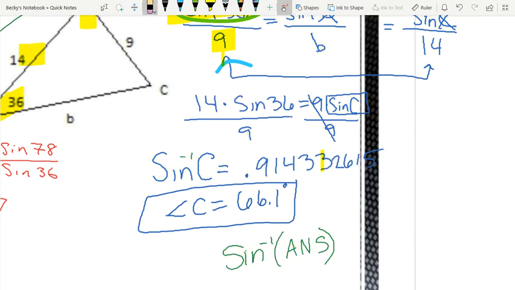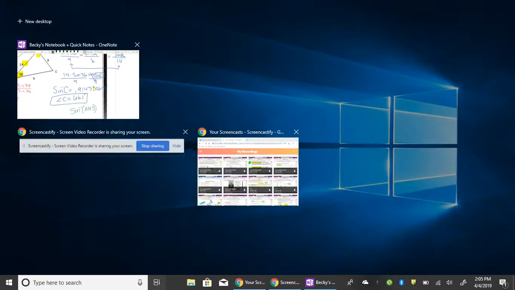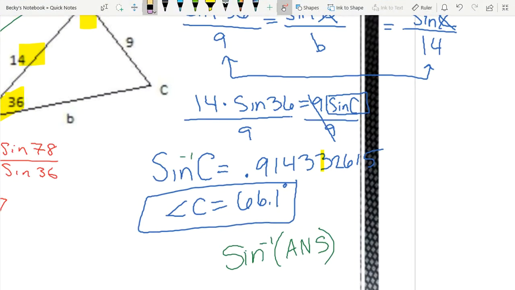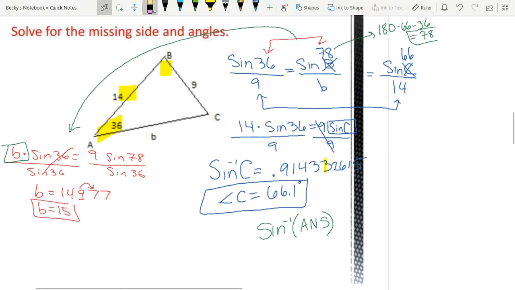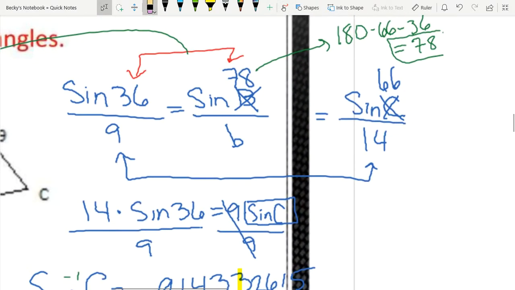And when I did that, I'm cleaning up the paper a little bit. What I did is I went up here and I put the 66 right here. Now, since I know a triangle is 180, I can subtract the 66 and the 36 to get 78 and go ahead and put that in here. Now, there's really no way to check to make sure you did the 78 correct. You're only relying on that you did the 66 correct.